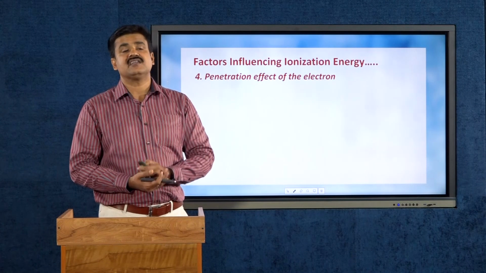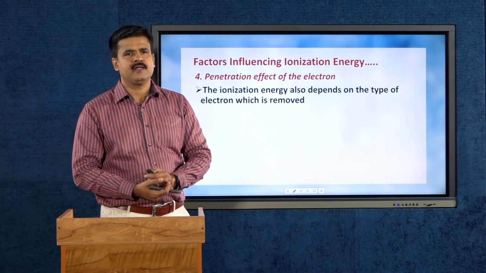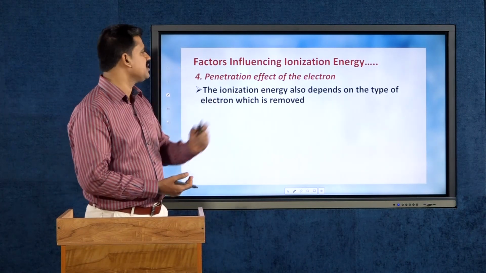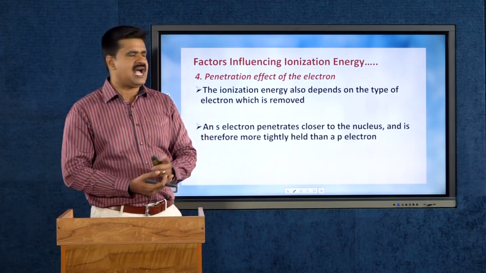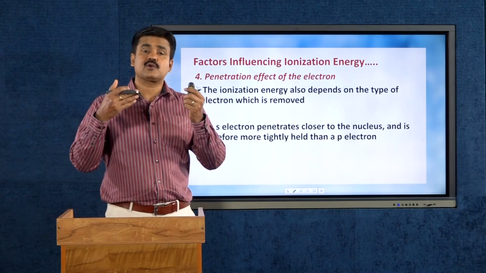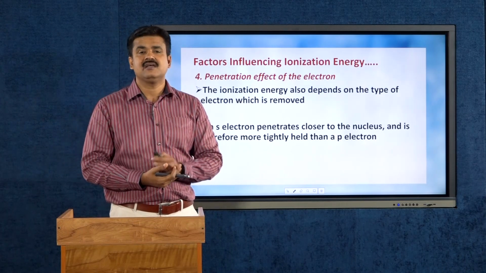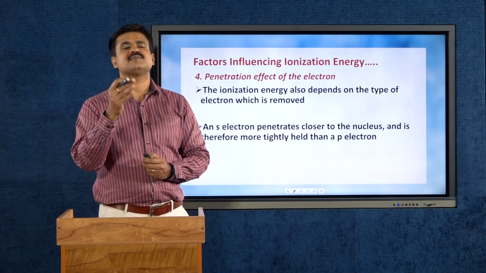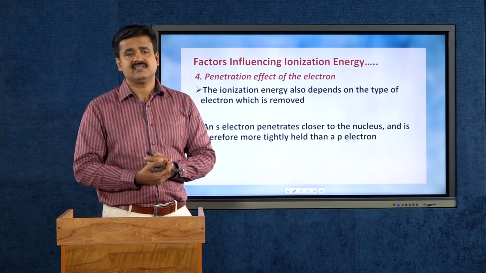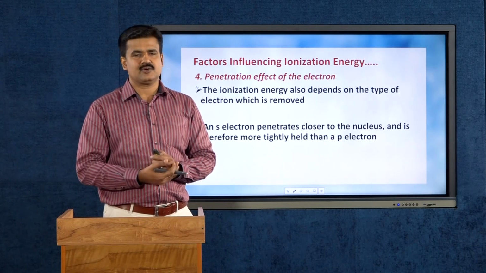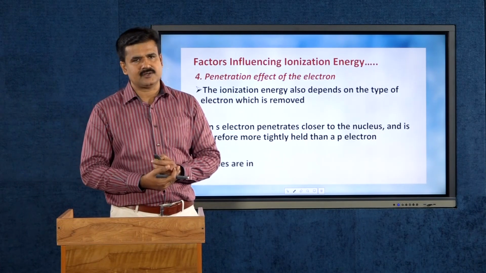Penetration effect of the electron is another influential factor of ionization enthalpy. The ionization energy also depends on the type of electron which is removed. An s electron penetrates more close to the nucleus and is therefore more tightly held than a p electron. This simply implies that it is difficult to remove an s electron compared to a p electron. That is, if you are ionizing an s electron, energy required will be higher than ionization of a p electron.